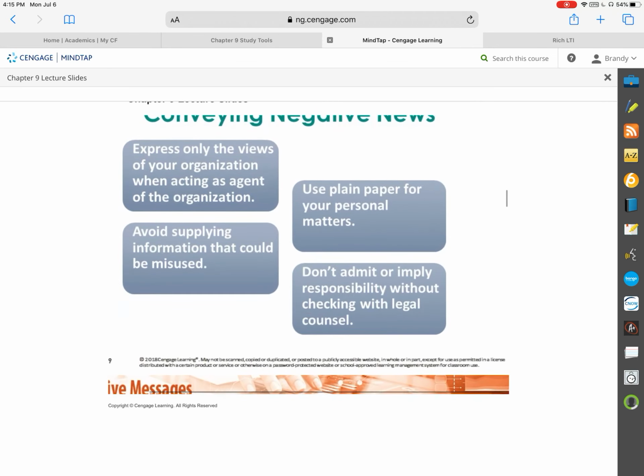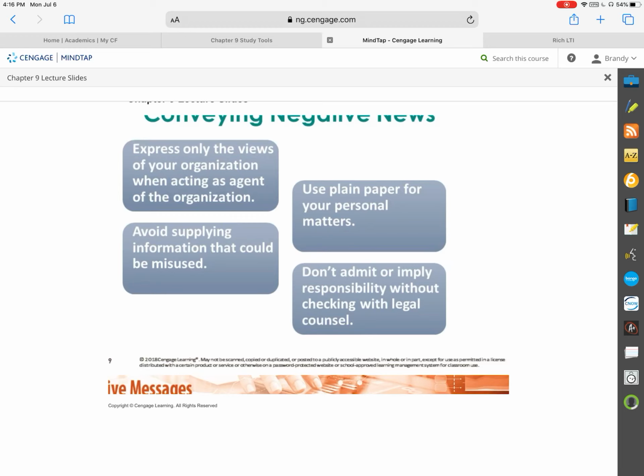Make sure that you only express the views of your organization. When you are acting in a position for the organization, you represent the organization. So even if your thoughts and views are different, you have to be very careful not to cloud that, not to confuse that. You're acting as an agent for the organization. Don't give out information that could be twisted or misused. Use plain paper if you're sending out things or writing down personal matters.